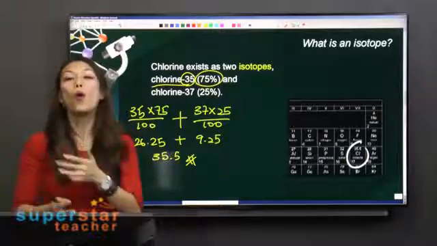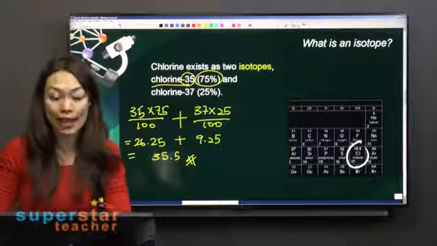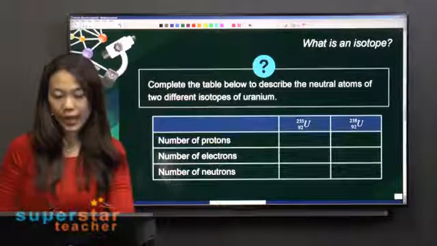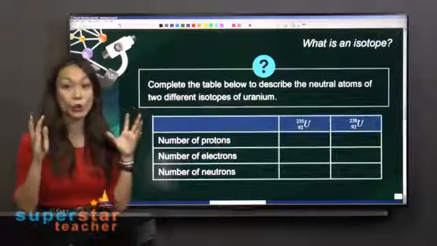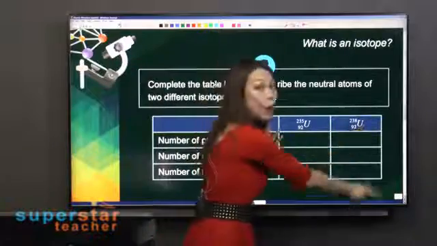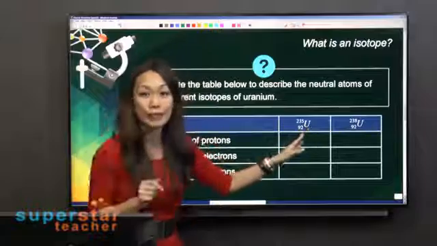Alright? So, why does chlorine have 35.5? Very simple, because it exists as two isotopes. Now, another important question, after you know what an isotope is: sometimes many questions will be shown in this format, okay? This is, of course, U, which stands for uranium.